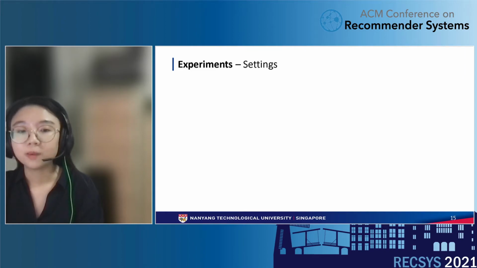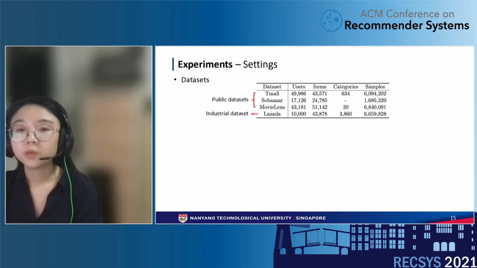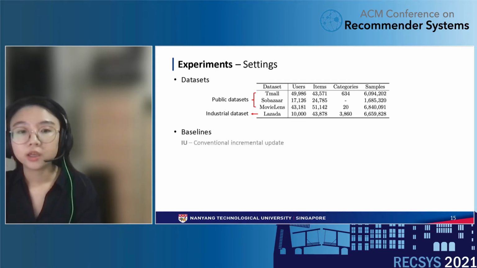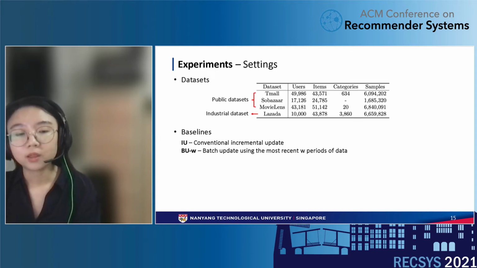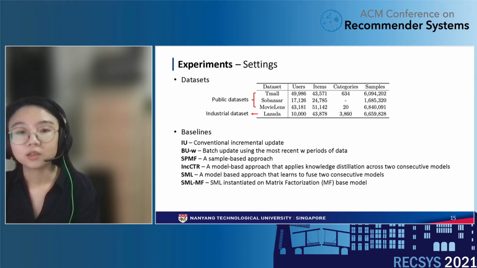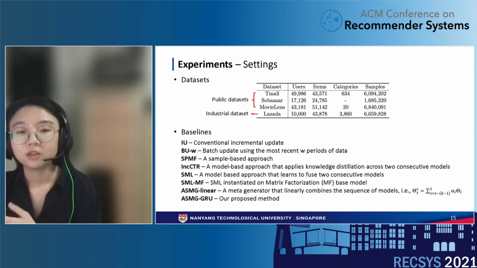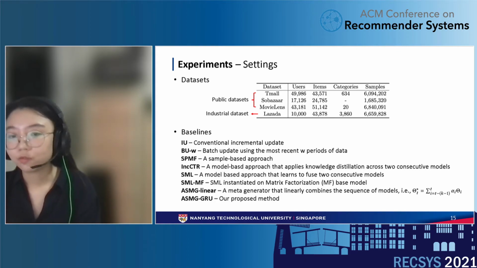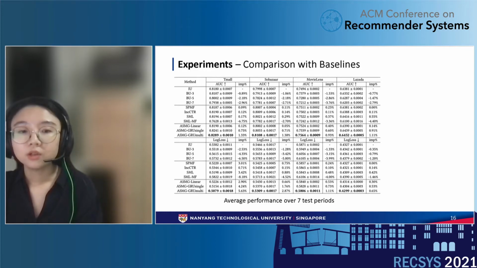And next, I will talk about our experiment. We conduct experiments on 3 public datasets and 1 industrial dataset from Lazada. We compare our methods against several model update strategies, including the conventional incremental update, the batch update with larger window size, the state-of-the-art sample-based and model-based approaches, as well as an alternative meta generator design with a linear combination function. The results here are averaged over 7 test periods.